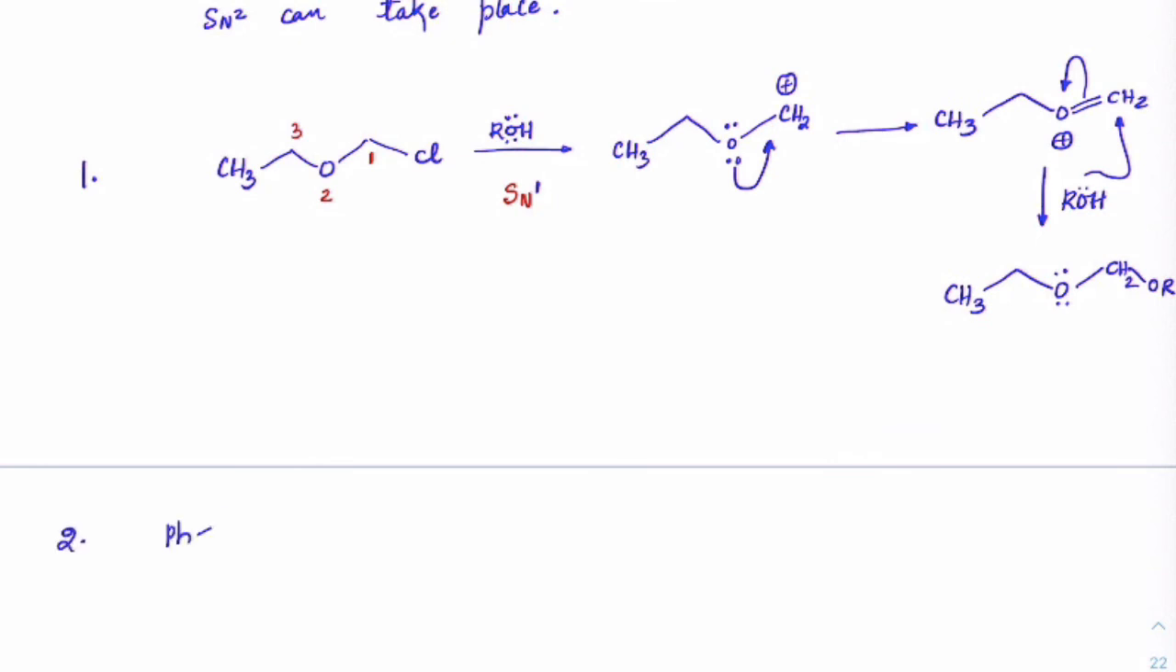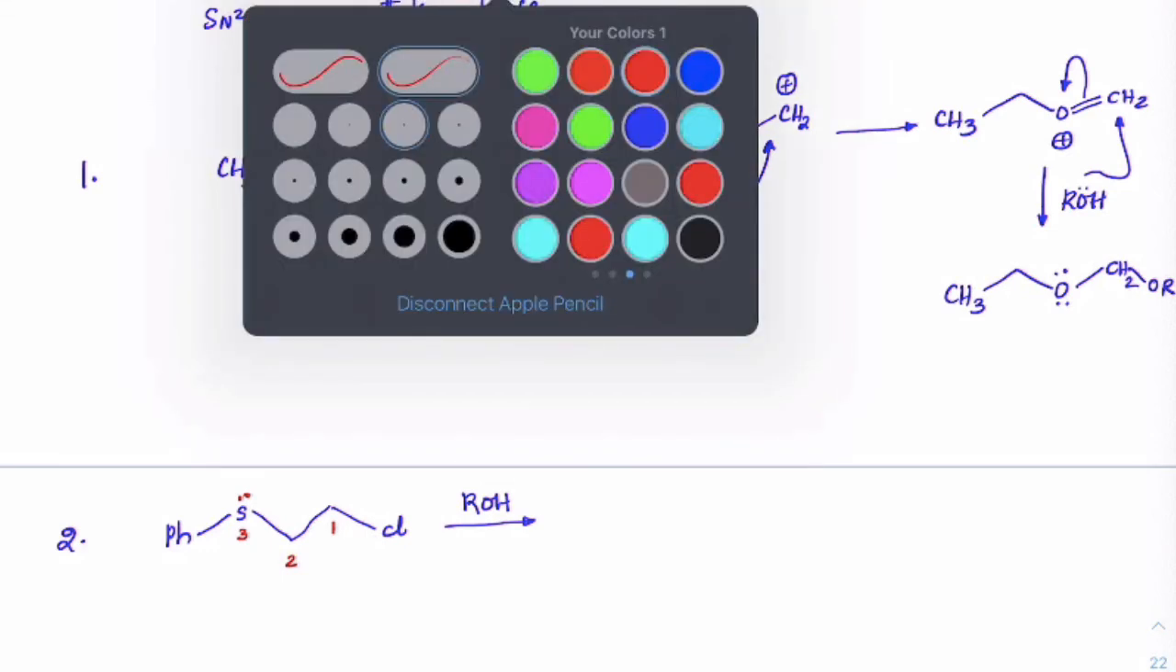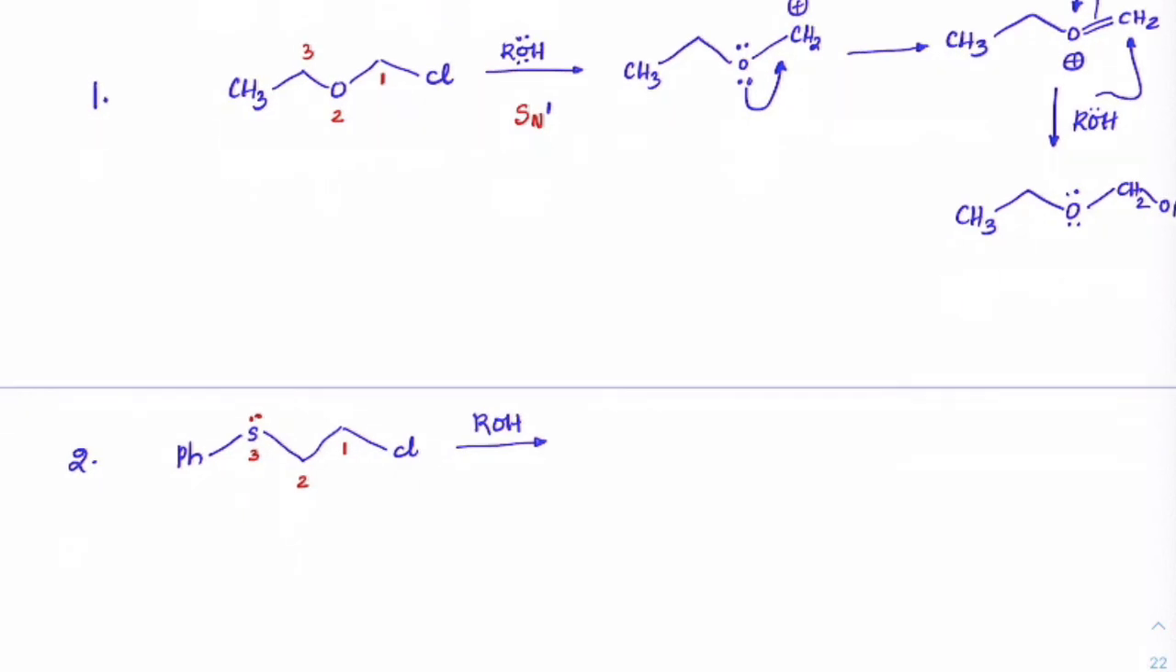And now if I start keeping at the third position some group like chlorine and react that with ROH, this time we can definitely expect NGP to happen. Check out the position again: carbon 1, carbon 2, and this is the third position. On the third position there is a lone pair carrying sulfur, oxygen, nitrogen, anything should be there. So now what do we have? We have PhS, this group with carbocation, sulfur positive charge.